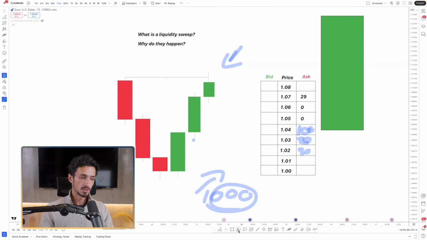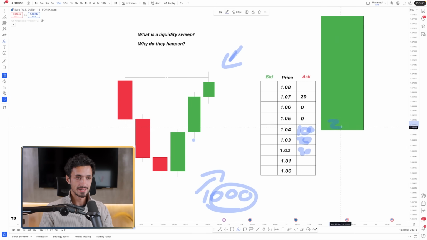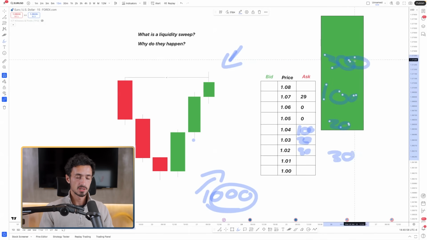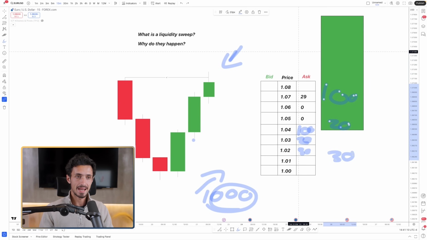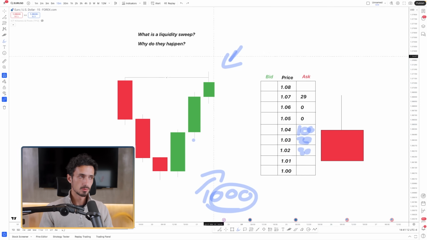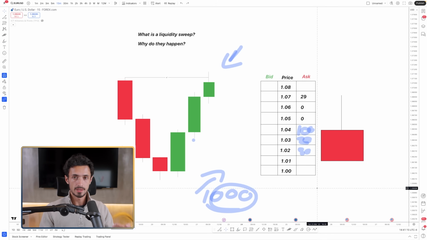And then all of a sudden, they might have got filled 20 down here, 30 here, 100 in here, 300 in here. And all of a sudden, their target of getting an average order value of 1.02 completely evaporates. And now they're getting 1.1, right? Completely out of alignment with what they wanted.